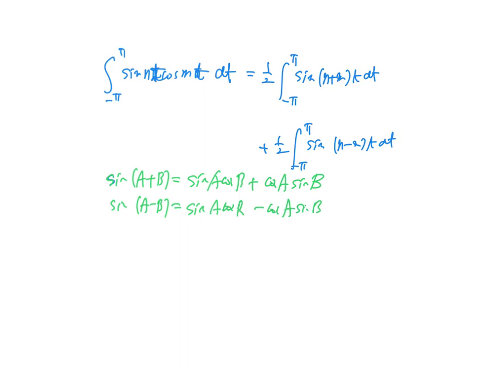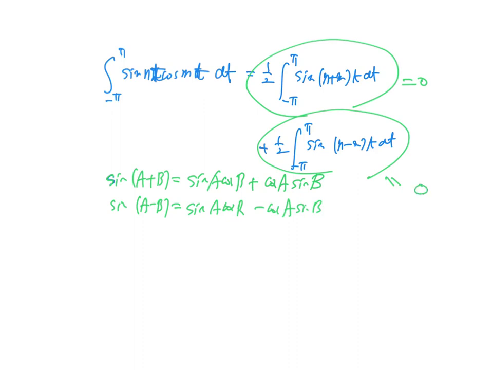But this is always 0, right? When n and m are the same, then this is sine 0, which is 0. When n and m are different, then of course this is 0. So this is always 0.